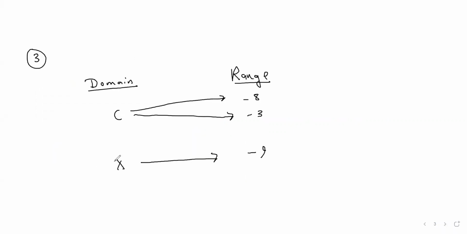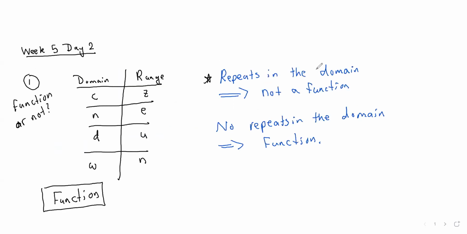Okay, let's move on to example 3. This is another way you can represent the relation with domain and range. So in this case, the domain, we have C and X, and the range is -8, -3, -9. The reason I picked this example is because it can be a little bit tricky, possibly. Again, we need to look for repeats in the domain.